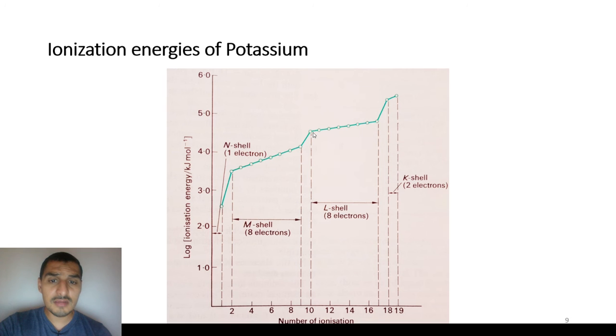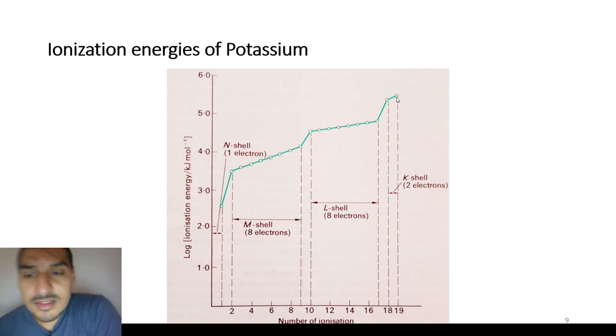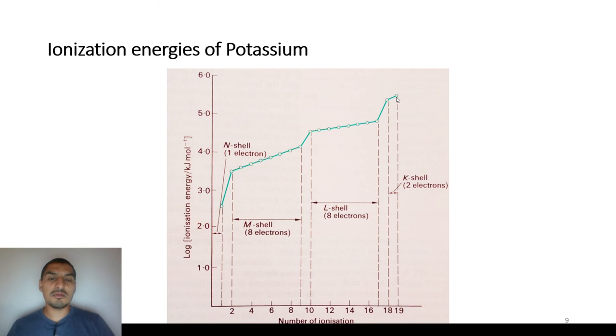And then a big jump, we have the 8, and then a big jump, and then 2 electrons, and this is what we call the energy levels. We can see clearly that the very first energy level is filled with 2, the second is filled with 8, the third is filled with 8, and then the fourth starts with 1, and this is how the energy levels are filled.